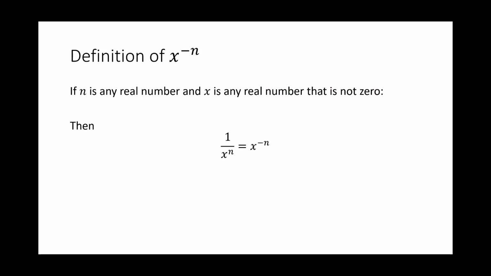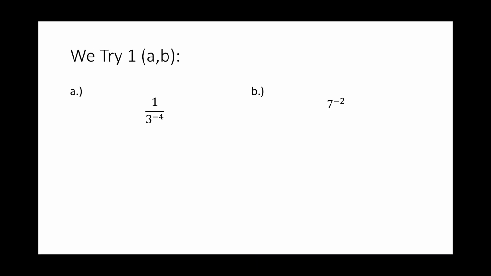So that brings us to the definition. If n is any real number and x is any real number that's not 0, then 1 over x to the n power is equal to x to the negative n power. That just means the reverse is also true. If we ever have a negative exponent, that means we just bring it down to the basement, or vice versa. If we have a negative exponent in the basement, the denominator of our fraction, that means we're going to bring it to the top. So let's try these ones out for size.